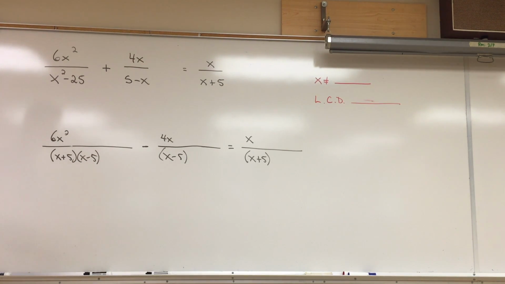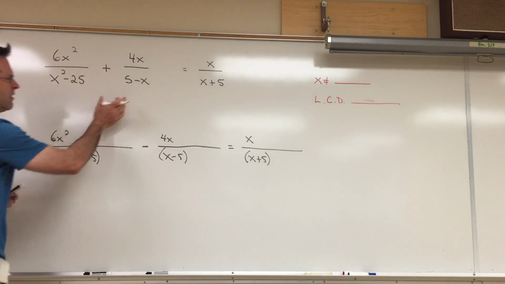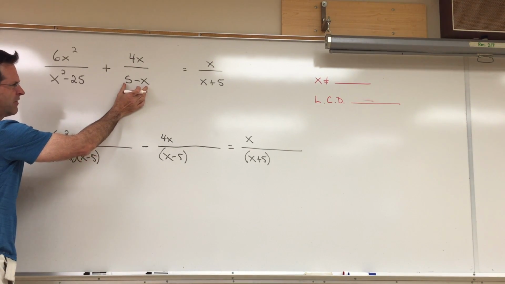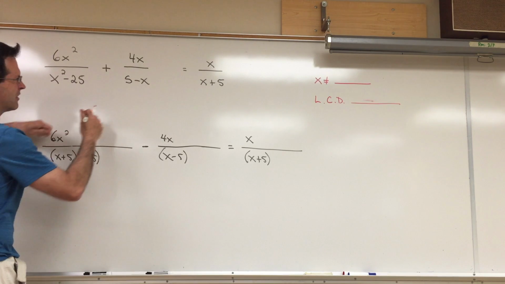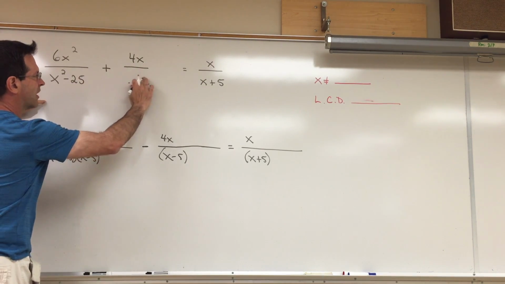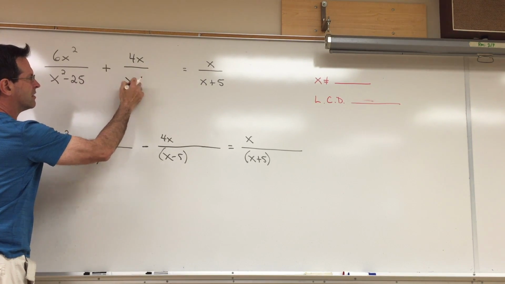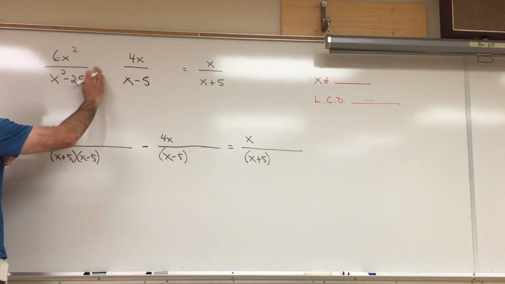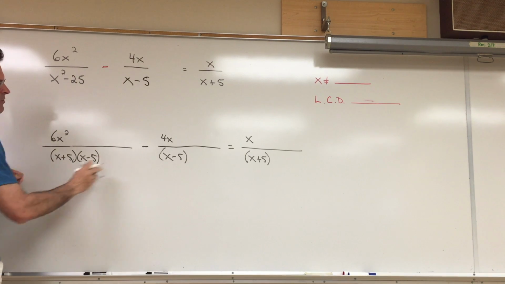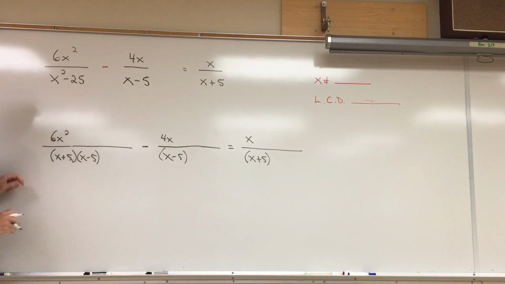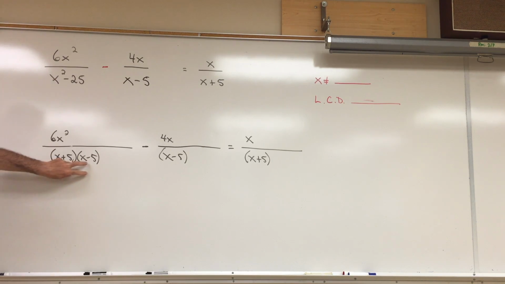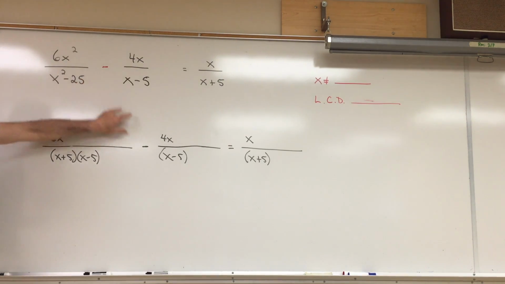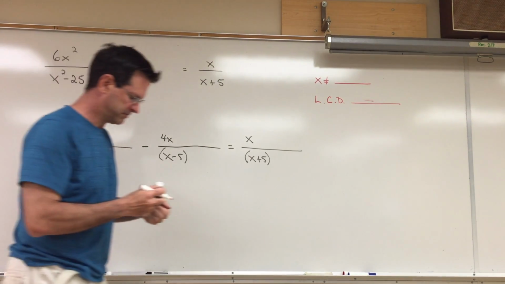Now, what I would do is clean this up a bit. If I want to rearrange 5 minus x to x minus 5, I need to change the sign in front from an addition to a subtraction sign. And that's what I've done here. I also factored x squared minus 25 to x plus 5 times x minus 5. So we factored the numerators and denominators. I cleaned it up a bit here to make it more manageable.